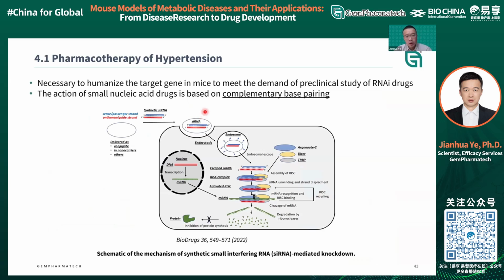Another reason we made the humanized AGT mice is that it's necessary to humanize the target gene so as to meet the demand of efficacy studies of RNA drugs, because the mechanism of action of RNA interfering drugs is based on the complementary base pairing of the short interfering RNA oligo with the messenger RNA in the cell.